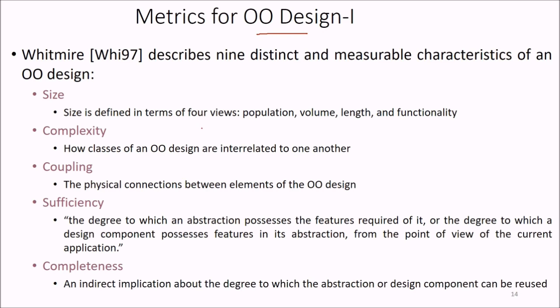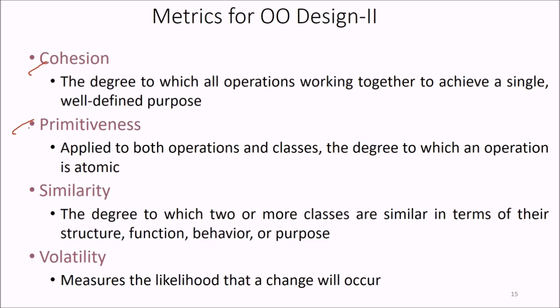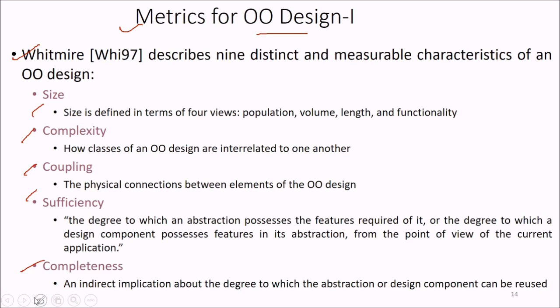Because we are also interested in object-oriented design, what are the metrics of our object-oriented design? Whitmire describes 9 distinct and measurable characteristics of an object-oriented design: the size, the complexity, the coupling, the sufficiency, the completeness, the cohesion, the primitiveness, the similarity, and the volatility. These are the different distinct and measurable characteristics of an object-oriented design. So we are interested in computing the metrics of a design. We have just seen the requirements. Now we are interested in design.